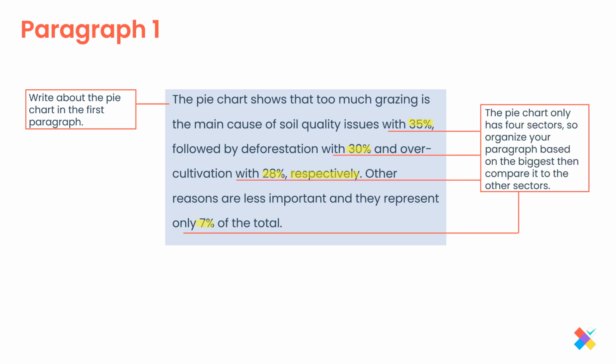And as you can see, the paragraph is organized based on the biggest, 35, and then compares it to the others. So it starts with the biggest, 35, 30, 28, and then finishes with the other sector, which is represented by only 7% of the total. Okay, this is the first paragraph.